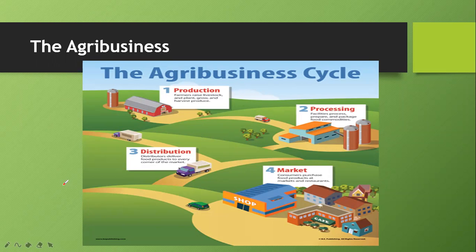And for the third one, guys, is the distribution. So after ma-process na siya nga product, imuha na siyang i-distribute. So like for example, you are going to deliver it to different markets or maybe shops or maybe malls. So that's why the last step is the market. So we have the consumers purchase the food products, and markets and restaurants. Okay. Now, let's go to the next one.